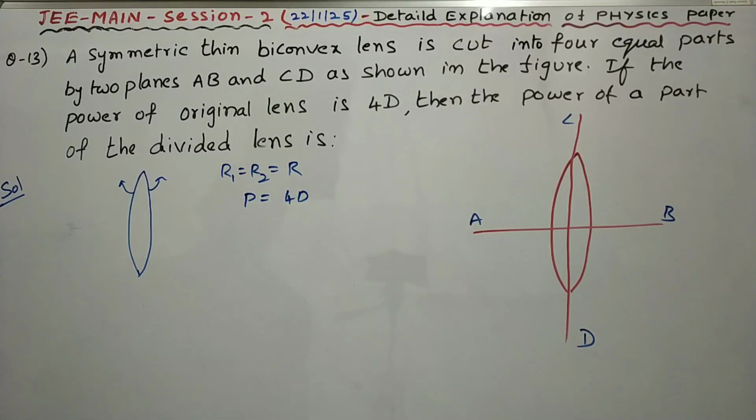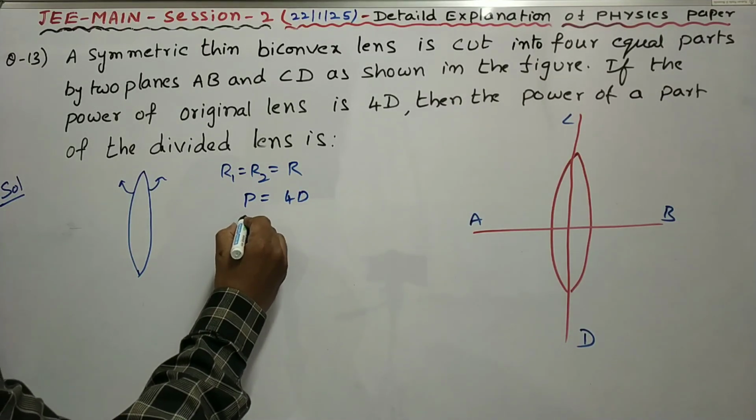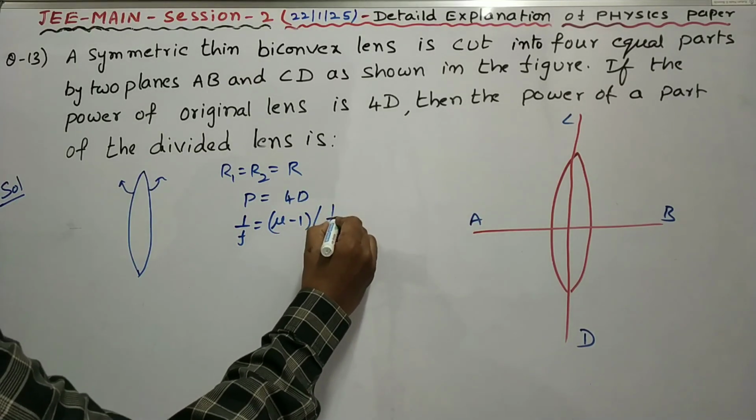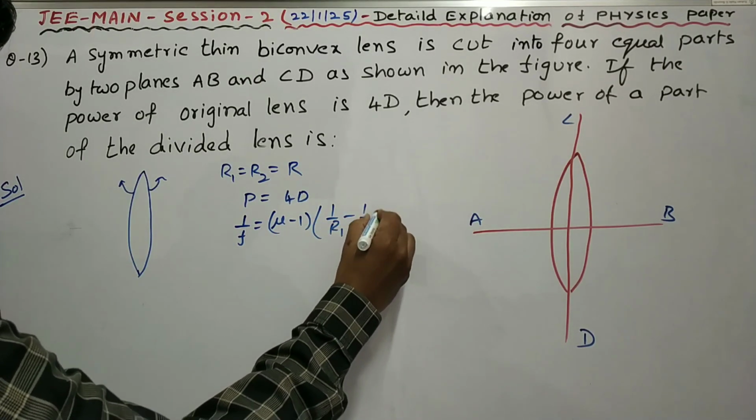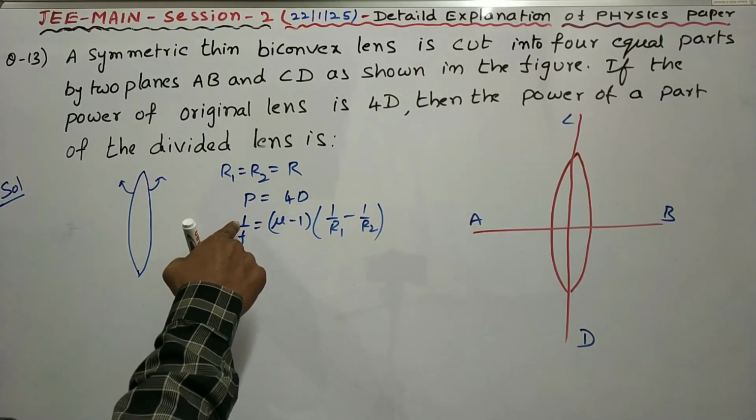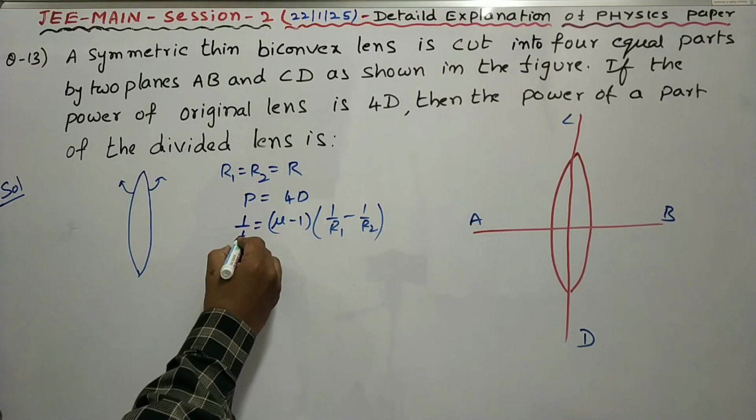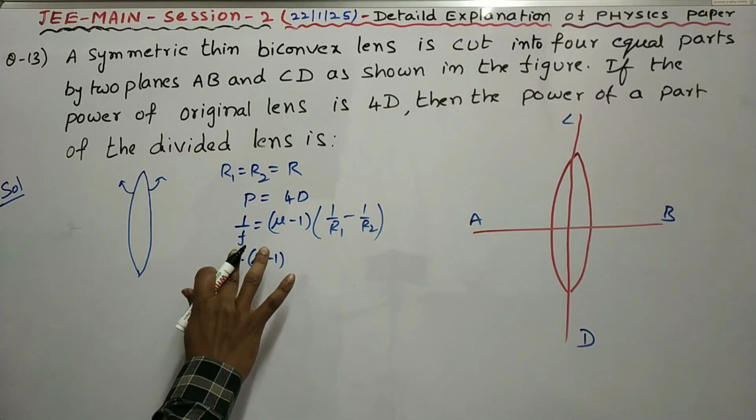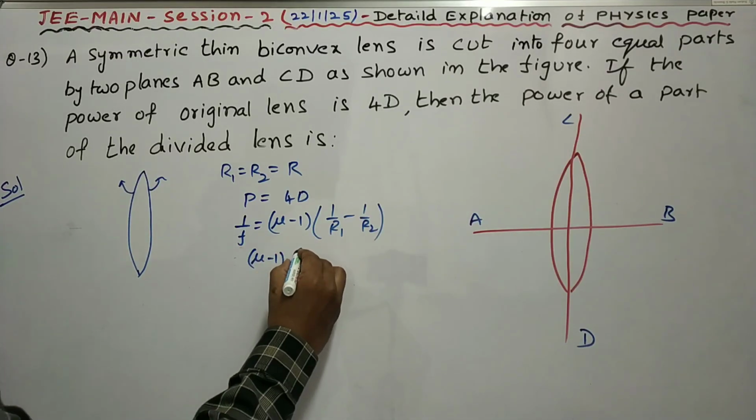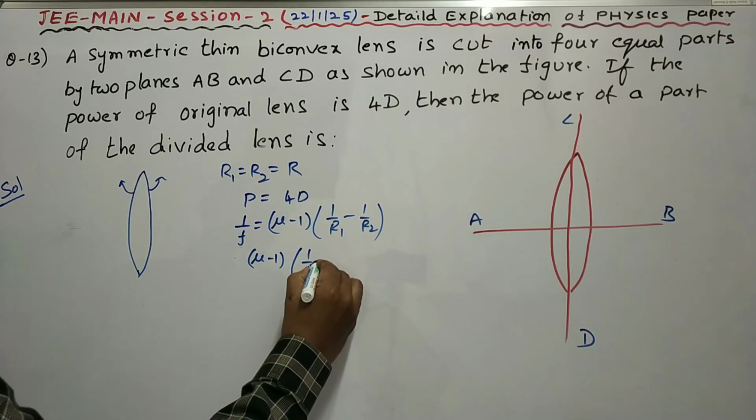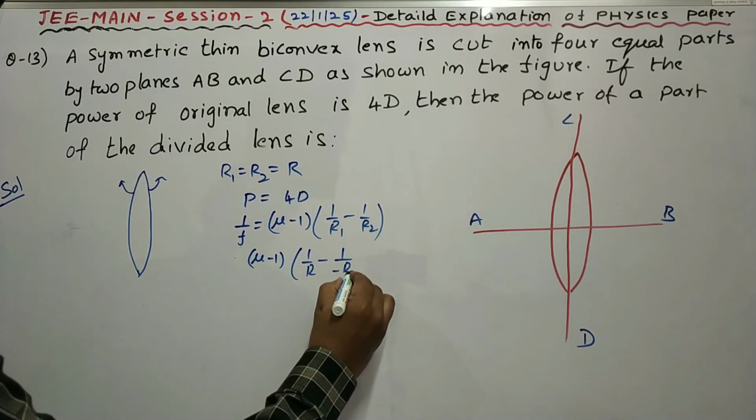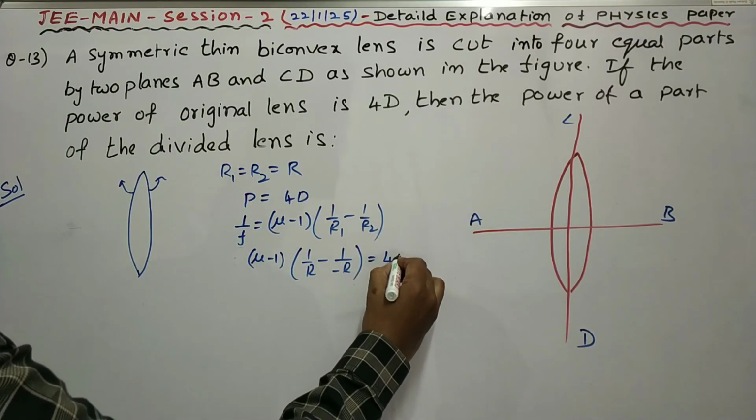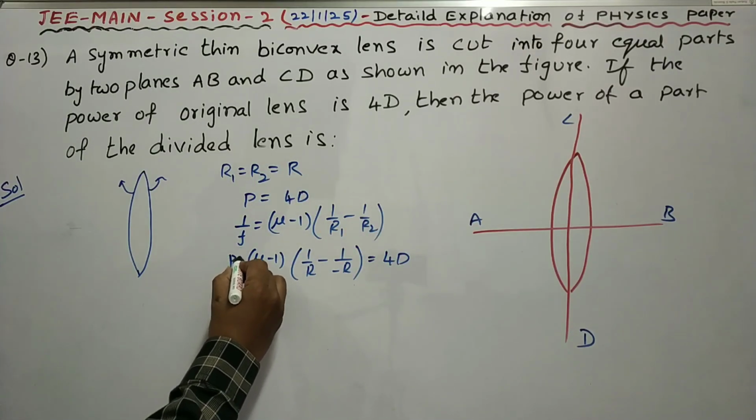4D. You know from the lens maker's formula, 1 by F is equal to (mu minus 1) into (1 by R1 minus 1 by R2). You know power is the reciprocal of focal length. Therefore, (mu minus 1) into (1 by R minus 1 by minus R), because R1 is equal to R2 is equal to R, which is equal to the power, 4D.